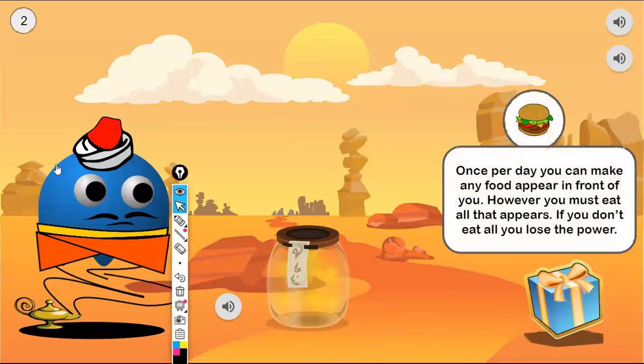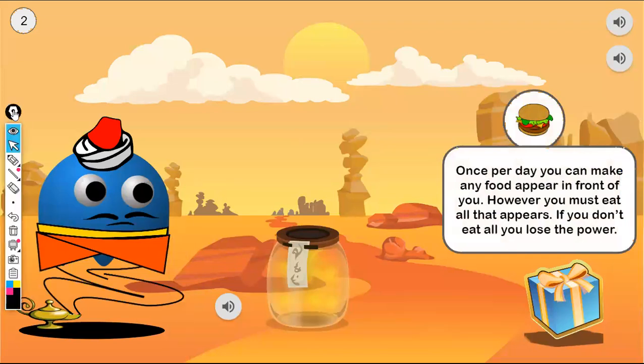What do you all think about this wish that the genie is willing to grant us? Once per day, you can make any food appear in front of you. However, you must eat all that appears. If you don't, you will lose the power. How many of you would like a prize like that? But it's only once per day. I think that's a pretty cool prize. Every day I would probably wish for a zinger sandwich or something. I don't know.